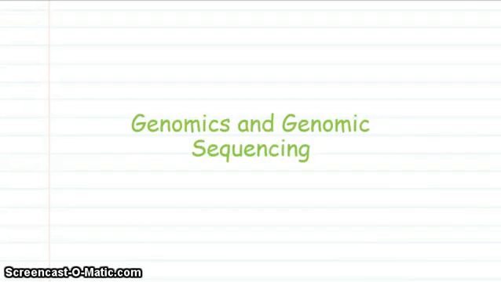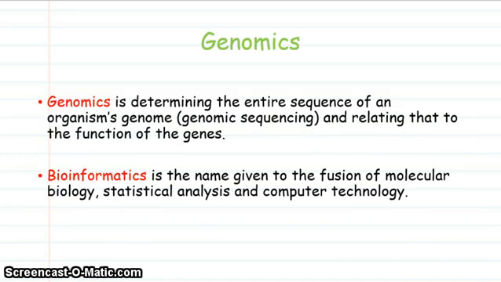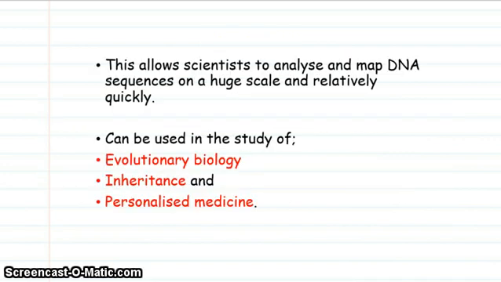Welcome back everyone to the final installment of Unit 1, DNA in the Genome: Genomics and Genomic Sequencing. Genomics, of course, is determining the entire sequence of bases in an organism's genome. Bioinformatics, a relatively new field in biology, combines molecular biology, statistical analysis, along with computer technology. Now, genome sequencing and genomics can be used for the study of evolutionary biology, inheritance, and personalized medicine.